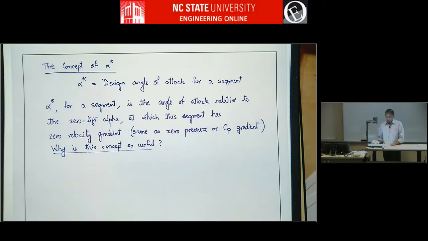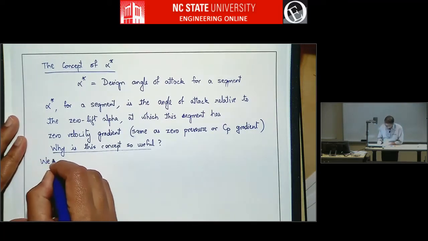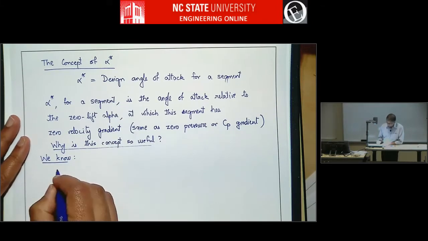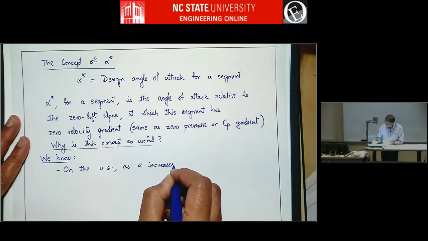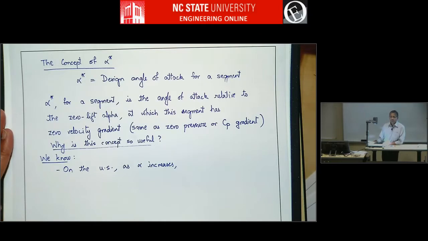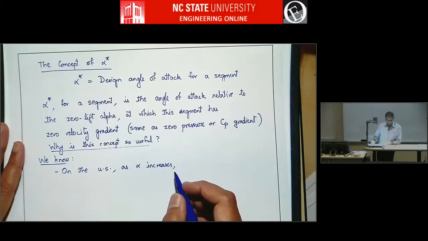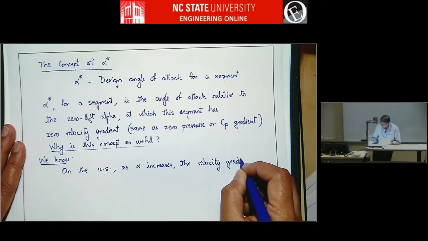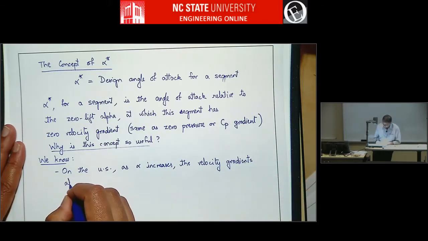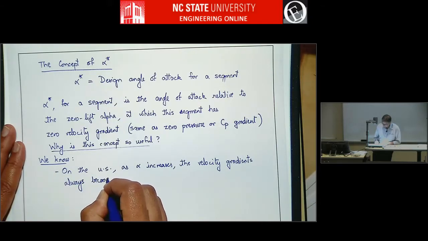So we've talked about velocity distributions in quite an amount of detail throughout the course. We know, for example, that on the upper surface, as angle of attack increases, what happens to velocity gradients? First of all, how do you talk about velocity gradients? You can talk about favorable or adverse, right? If you take a little region on the upper surface, as you increase angle of attack, it becomes more adverse. So as alpha increases, the velocity gradients always become more adverse.